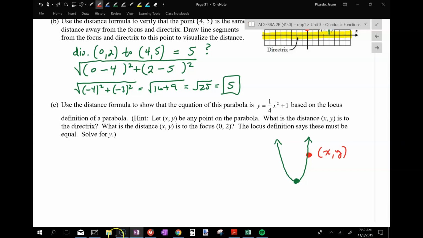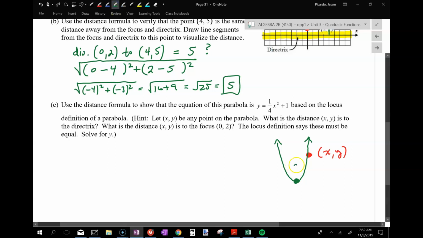Now, what do I have? I have some point called the focus. I have some line called the directrix. Now, what do we know? We know that this point right here is equidistant from the directrix and the focus, right? We also know that this point right here, if it's on the parabola, better be equidistant from the directrix and the focus. Now, I didn't draw this very well.